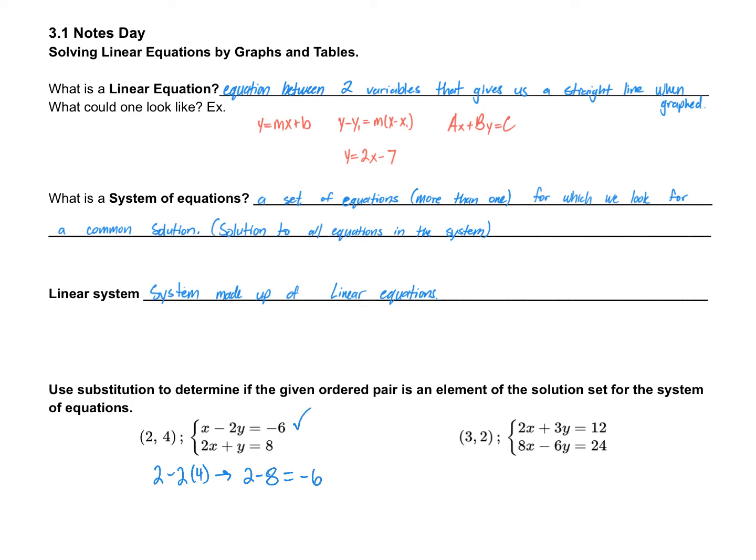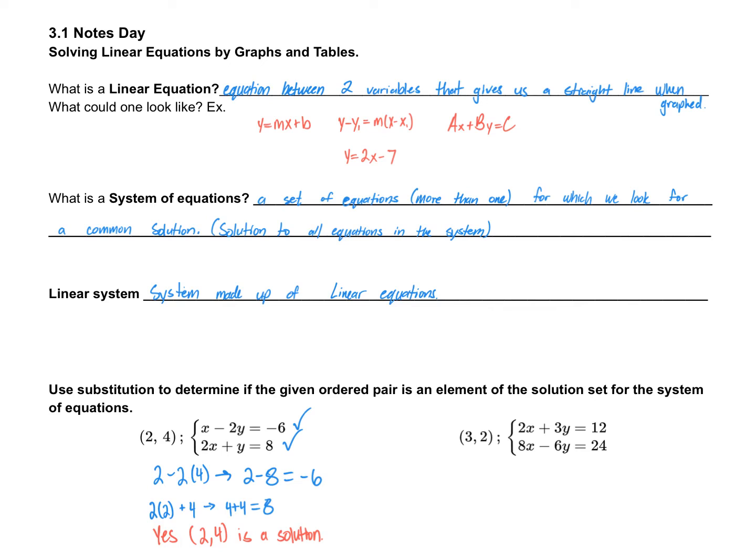Now plugging it into the second equation, we want to see if that one's true as well. So plug in 2 for x plus 4 for y. That gives us 4 plus 4, which is in fact 8. So that tells us that yes, 2, 4 is a point on both of those lines, which means it is a solution. So you could go to the point 2, 4 on a graph, and you would be on both of those lines.